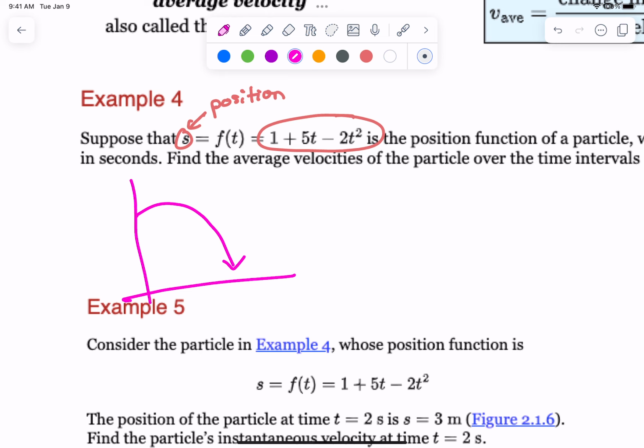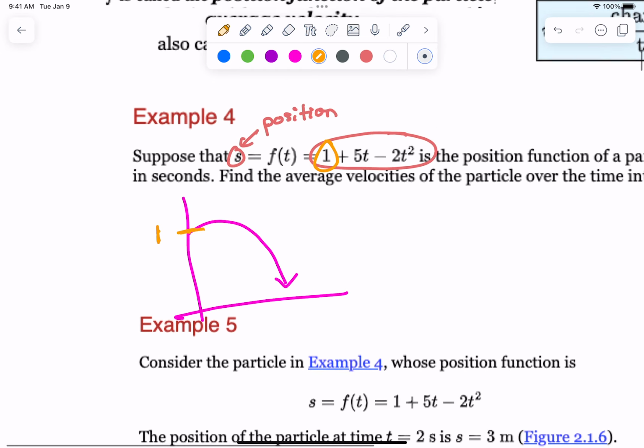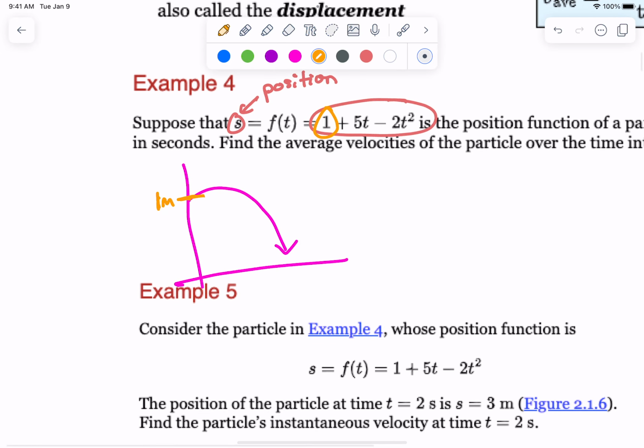Do you know what height we're starting him at? 1. 1 meter in the air, because that's the y-intercept. So that's what we're kicking him off like this, top part here, okay? That is the function of a particle where s is in meters and t is in seconds. So 1 meter is where we're forcing him off, and then the x-axis is in seconds. How long does it take to hit the ground, right?